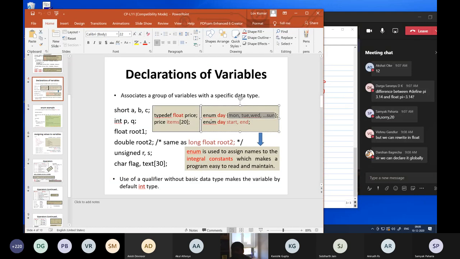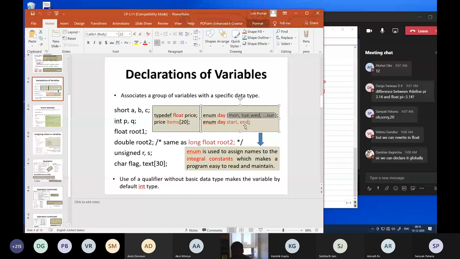Okay, what is the syntax? Simply we are writing enum, then your data type name, what type of data you are going to create. So here we are writing enum day. Day becomes your data type. Just you can see enum day, and after that we are writing Monday, Tuesday, whatever the values we are going to write here.